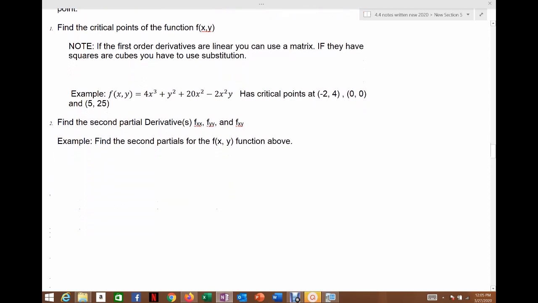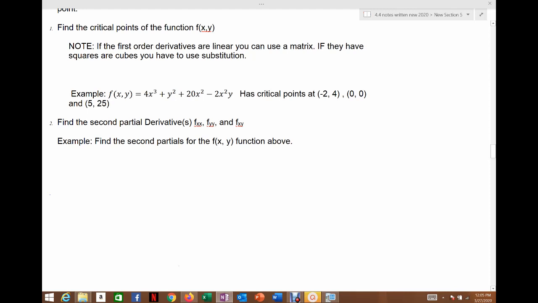Alright, so find the critical values. In order to determine relative extrema, find the critical values. You find the first order derivatives. Again, there's three methods. You either use the algebra methods, substitution, or matrices, or the third method, if they only have x values and y values individually, you solve, right? Which was what we did in the last set of notes.